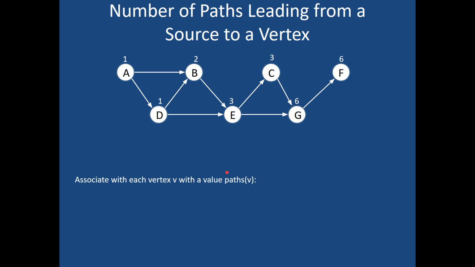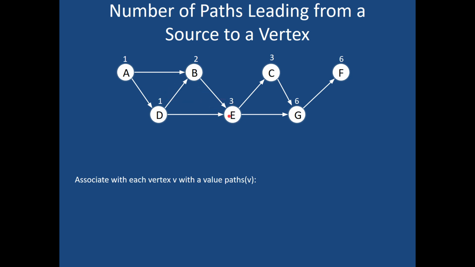Yeah? It's the sum of the source. It's the sum. So if there's two predecessors in the graph for B here, and there's one way to get to A and one way to get to D, then there's going to be two ways to get to B. You just add them up. You can either come in this direction or in that direction. Same thing down here. There's two ways to get to B, and then you can come to E, or there's one way to get to D, and you can come directly to E, so add them up. 2 + 1 = 3.